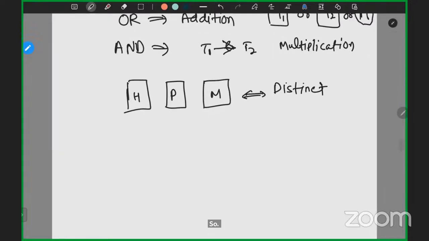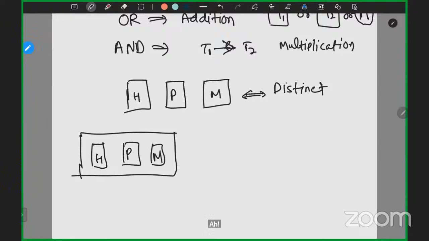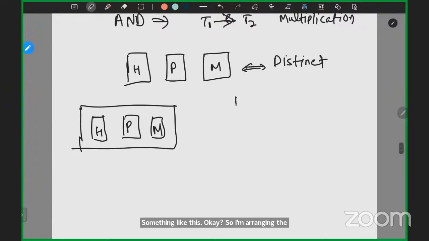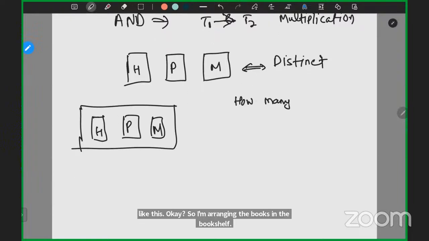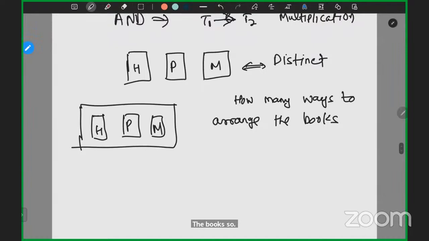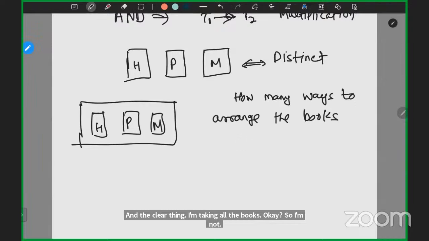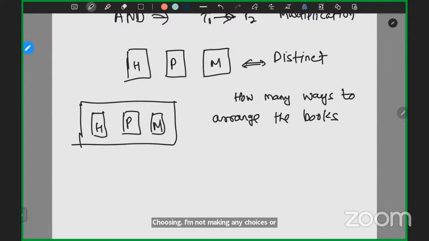Now I want to arrange them in a bookshelf. So I have a bookshelf here with me. I can arrange them something like this. I'm arranging the books in the bookshelf. Now I'm asking how many ways to arrange the books. One clear thing: I'm taking all the books, so I'm not making any choices. I have to take all the books and arrange them. That's the simple task. Just whatever you have, arrange them.